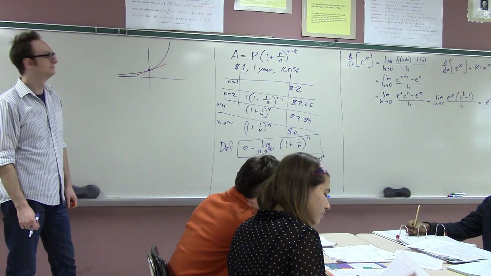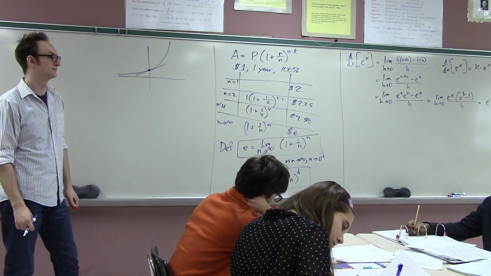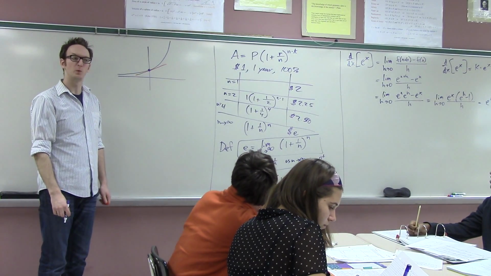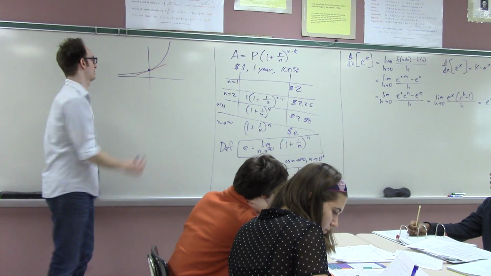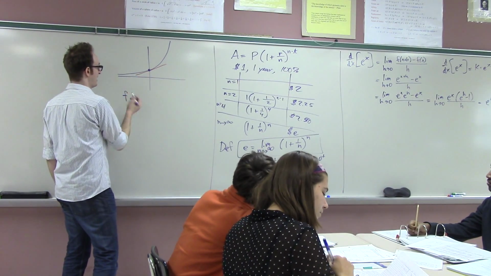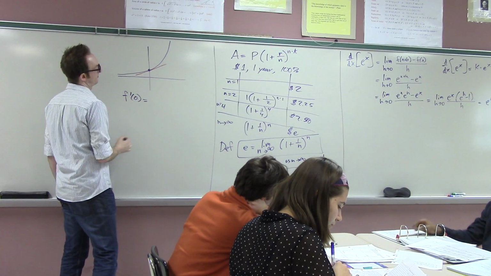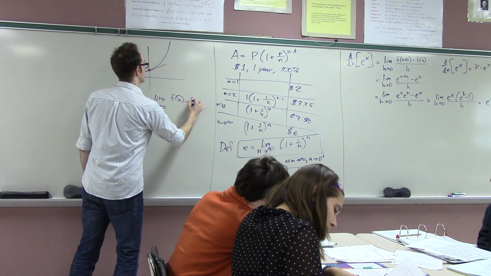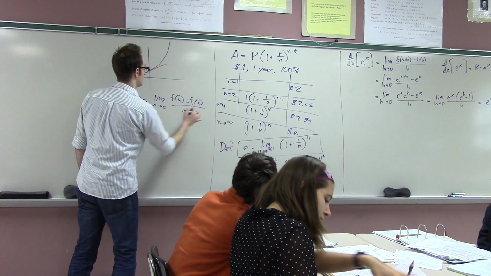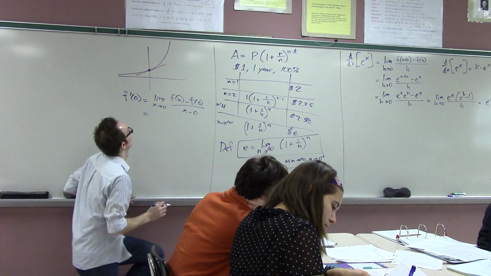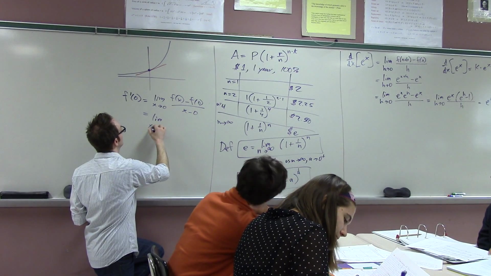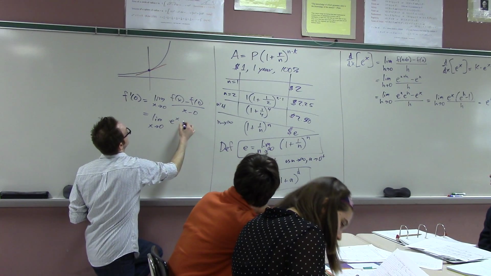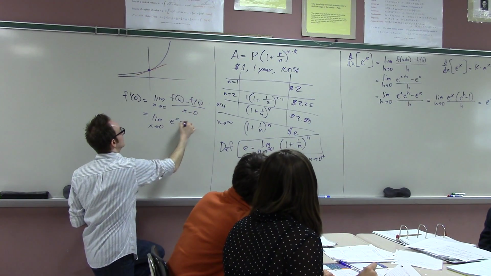Just do it by the definition. Okay, so we do it. f prime of 0 would be the limit as x goes to 0 of f of x minus f of 0, all over x minus 0. And that turns out to be what? You guys with me? Okay, f of x would be e to the x. What's e to the 0? 1.